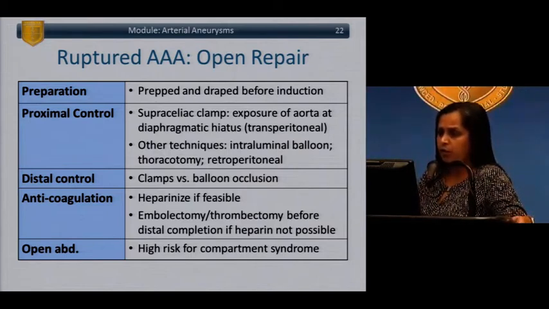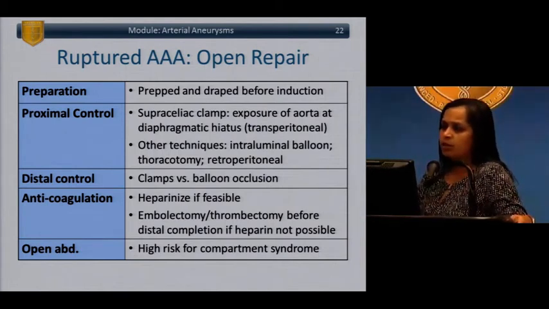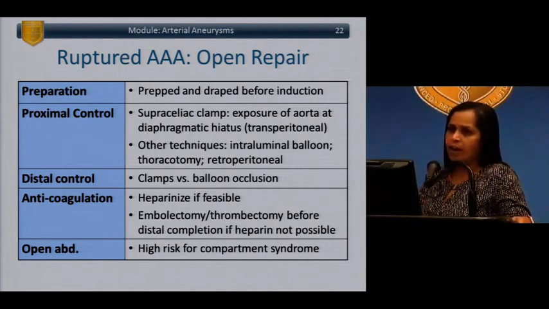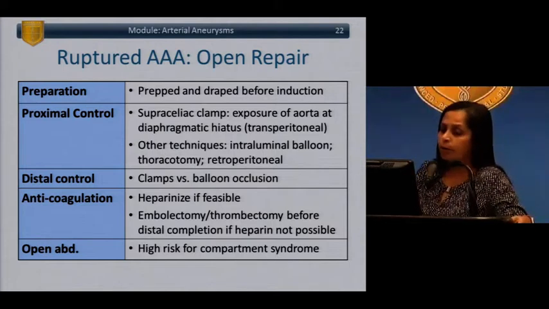Distal control: you can put clamps on the iliacs or you can balloon occlude them from the inside of the aneurysm, so you don't need to waste a lot of time dissecting that out. Heparinization is sort of plus minus. We don't use a full dose typically, especially if the patient has bled a lot, but this really depends on the patient's state. And then you want to think about passing some Fogarty catheters if you don't use heparin distally because you can form clot after the repair.